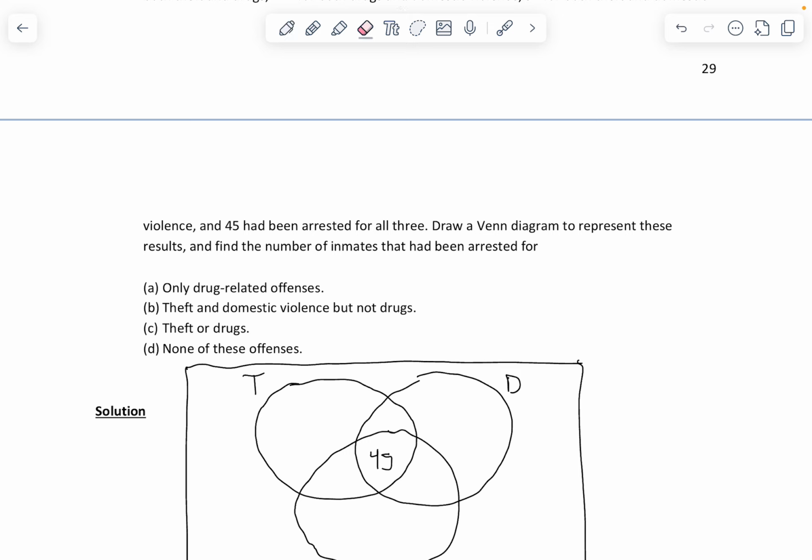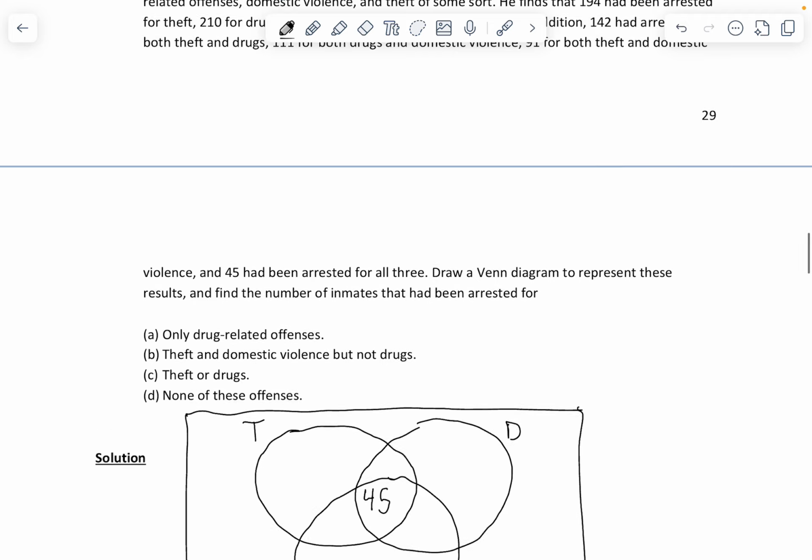See if I can get a better 5. My pen is kind of messing up on me. Sorry about that. I don't know why it's doing that. 45. That's a little better.